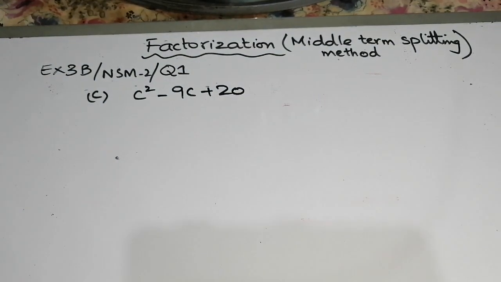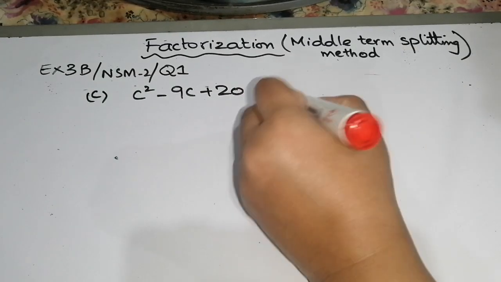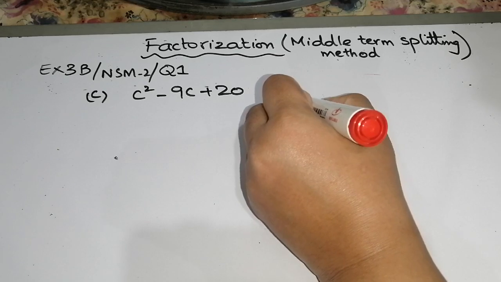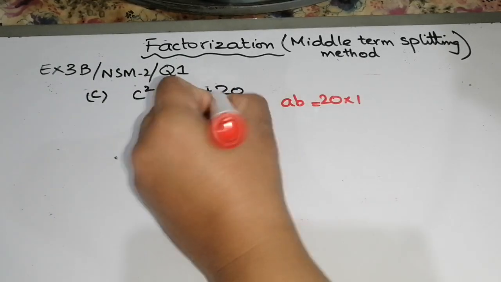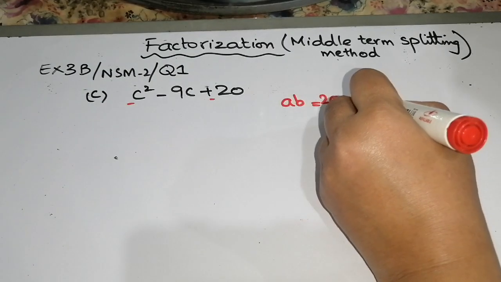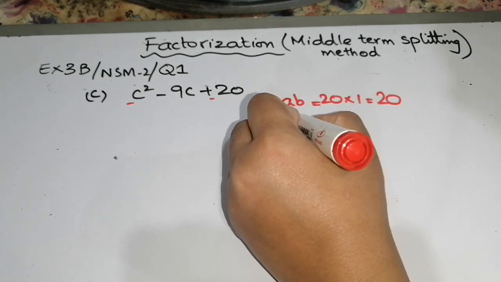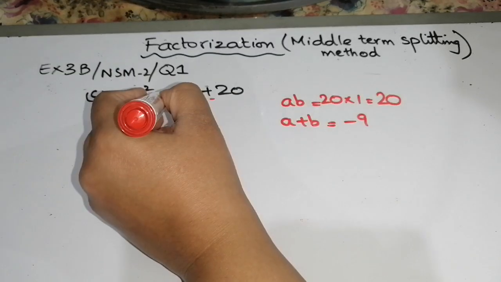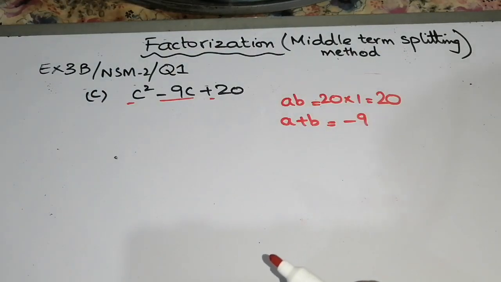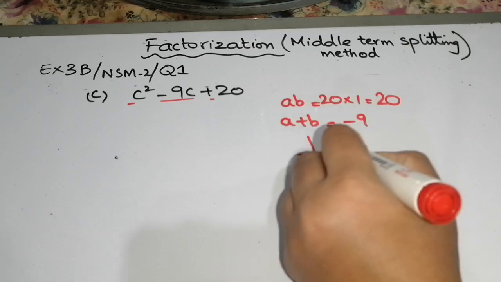So now, as I told you, the first step is finding the suitable pair, such that a, b will be 20 into 1, because they are both positive. So there is no need to mention the sign. a multiplied by b must be 20, and a plus b must be minus 9, because there is a negative sign here. Alright. So now let's do prime factorization of 20.